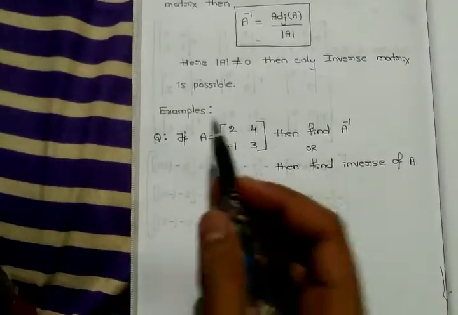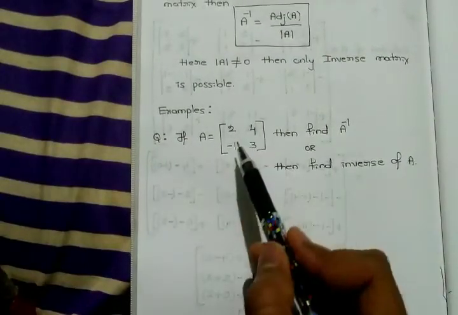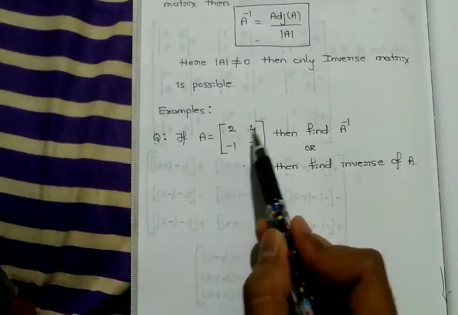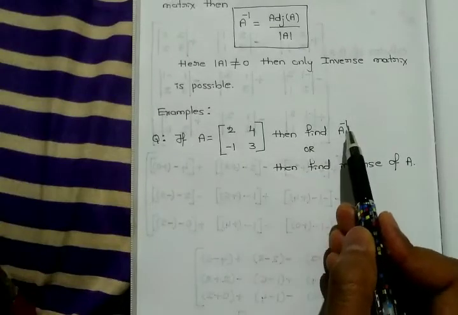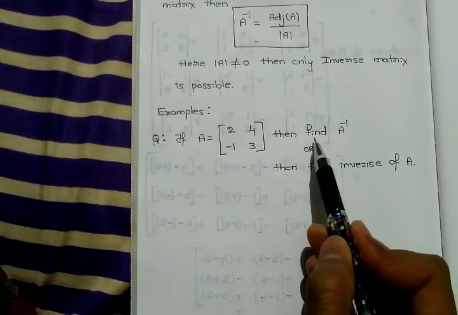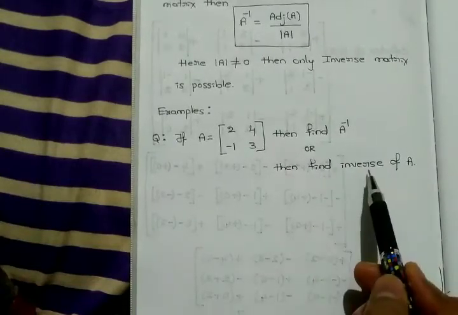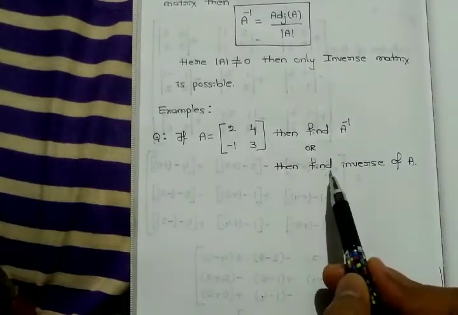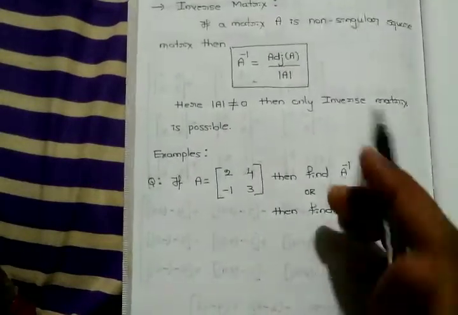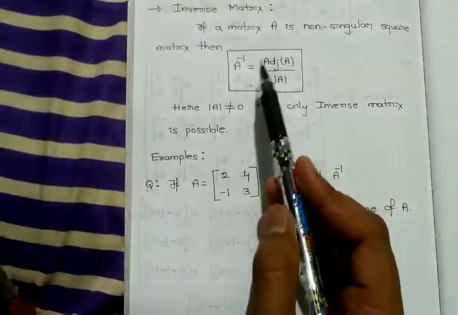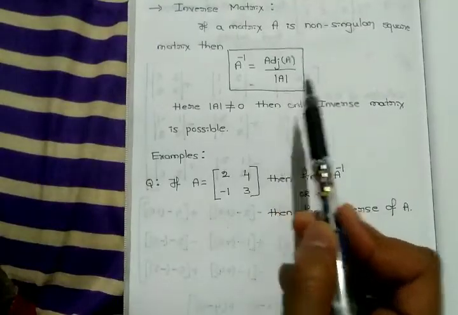See the example we are going to solve. The first example: if A is equal to, this is second order, first row 2 4, second row -1 3, then find A inverse. Sometimes in the question paper they directly give find A inverse symbolically, otherwise in words they may give, find inverse of A. Both are the same. So you know this is the formula to find the inverse of a matrix: A inverse is equal to adjoint of A divided by determinant of A.